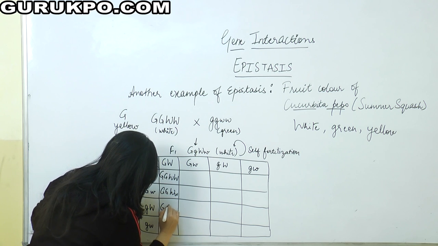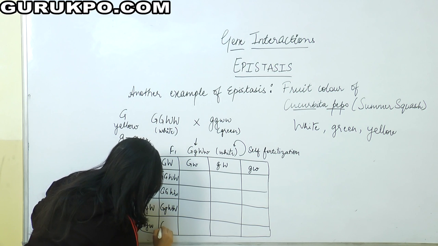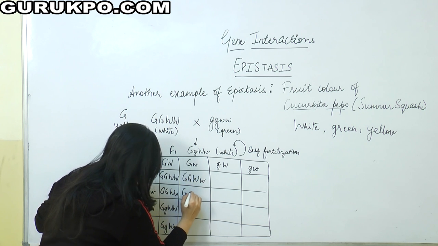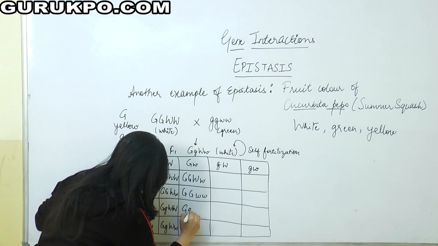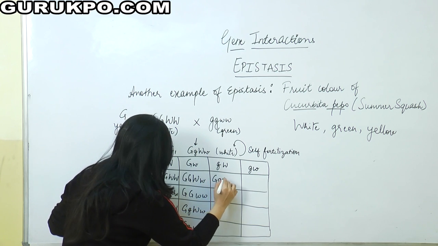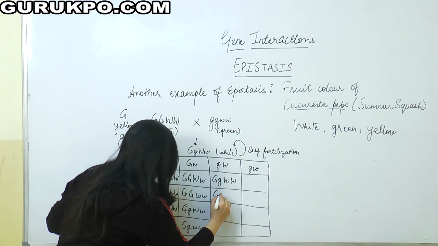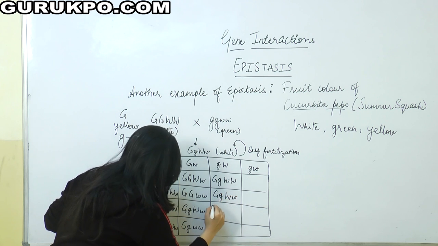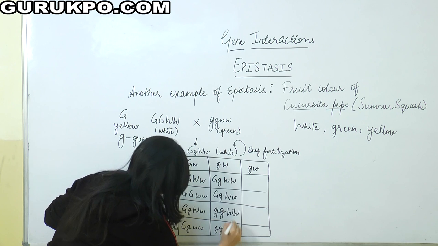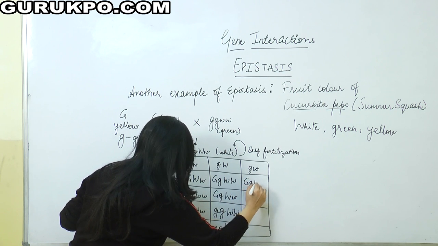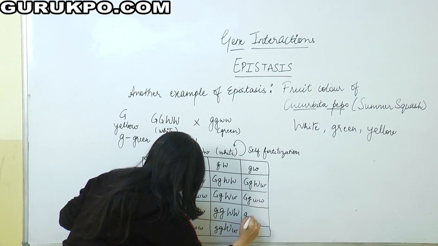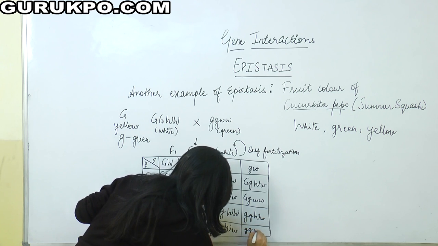And that's GG, WW. GG, WW. GG, WW. GG, WW, and the recessive one, ggww.